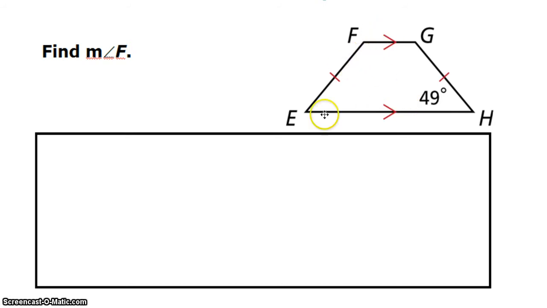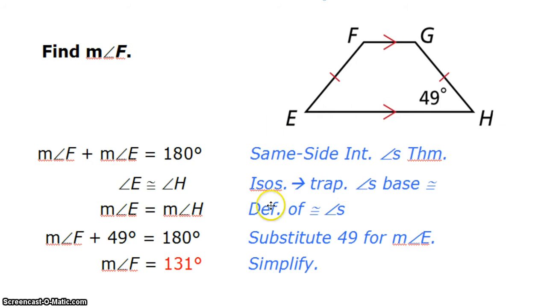And hopefully you see that because we have an isosceles trapezoid, we know that angle H plus angle G is 180, right? Same side interior angles theorem. And so the angle G equals 180 minus 49. So that would be what? 131. And because angle F is congruent to angle G, their measures are congruent. So angle F would be 131. Very good.